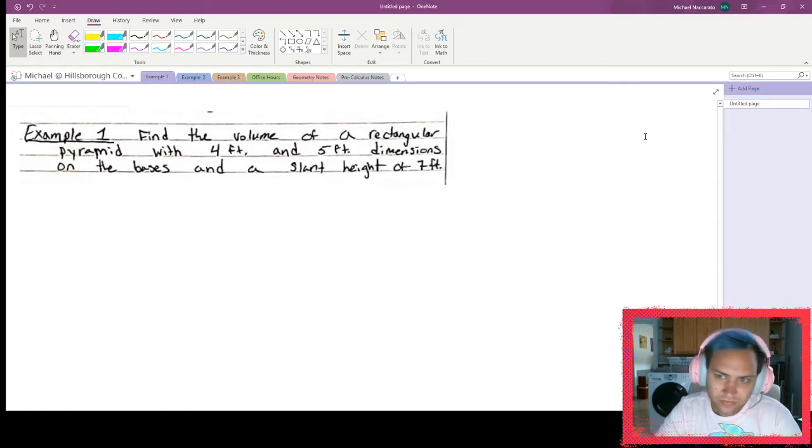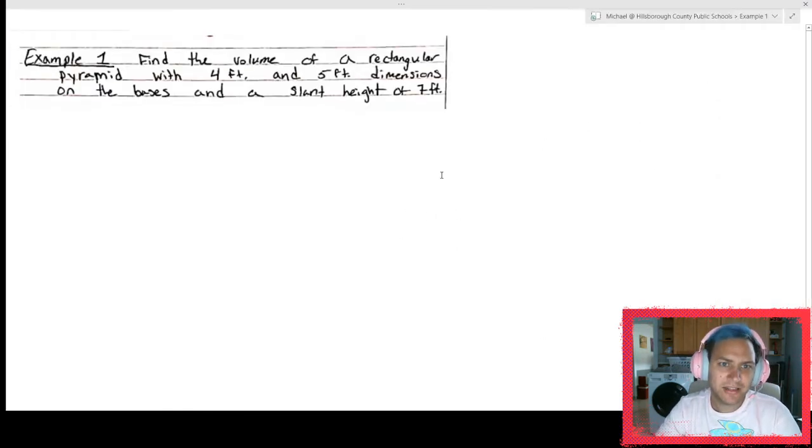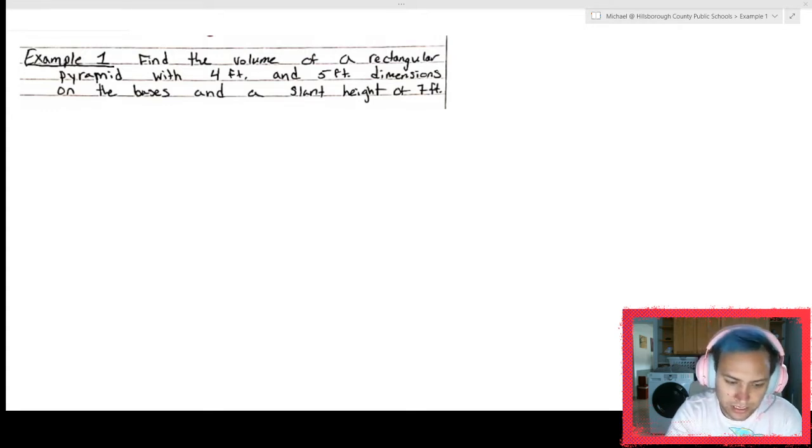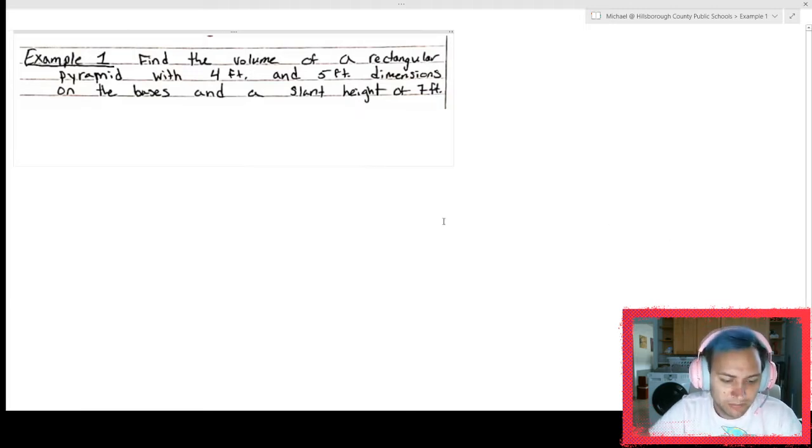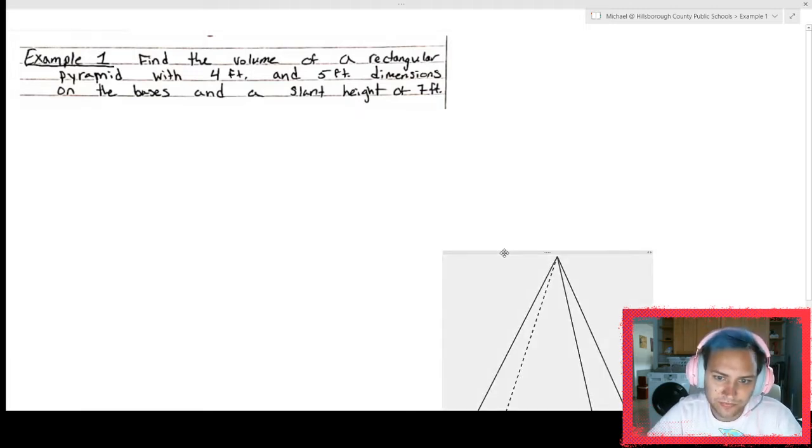My first example says, find the volume of a rectangular pyramid with 4 feet and 5 feet dimensions on the base, it says bases, but I meant base, and a slant height of 7 feet. Before I do that, let me just get a rectangular pyramid to put in here. Instead of me drawing one and confusing you, because it'll look like hot garbage. Pyramids are very hard to draw.